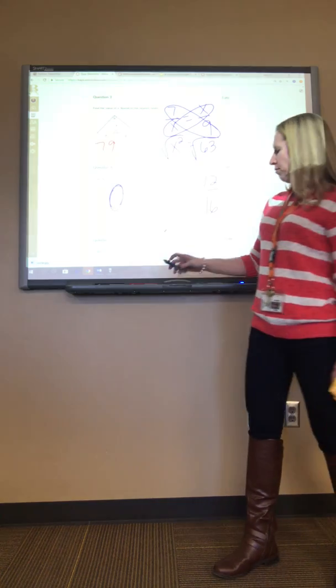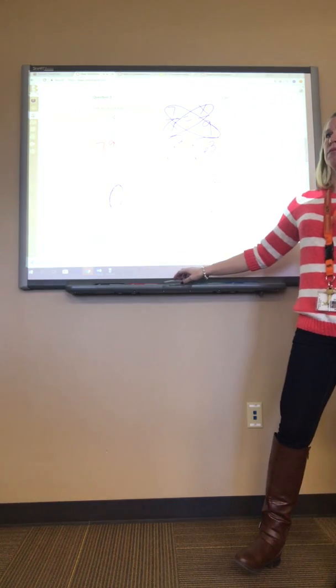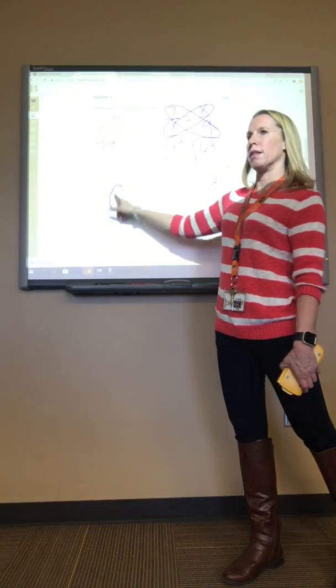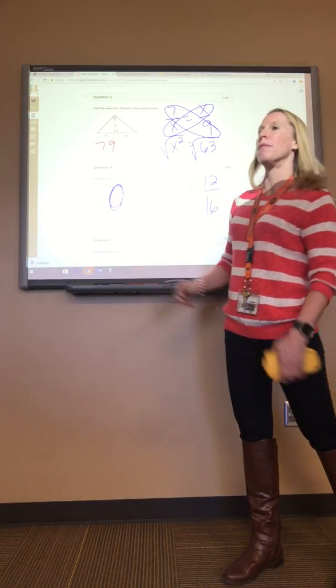Wait, so why does that one go first? Why does that one go twice? Because that's the one right in the middle. It's a geometric mean.